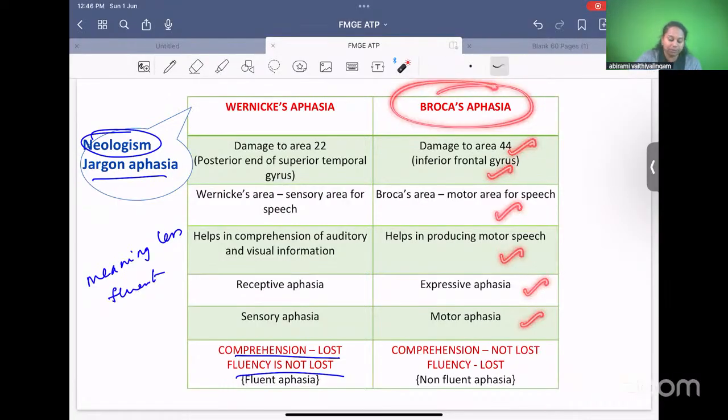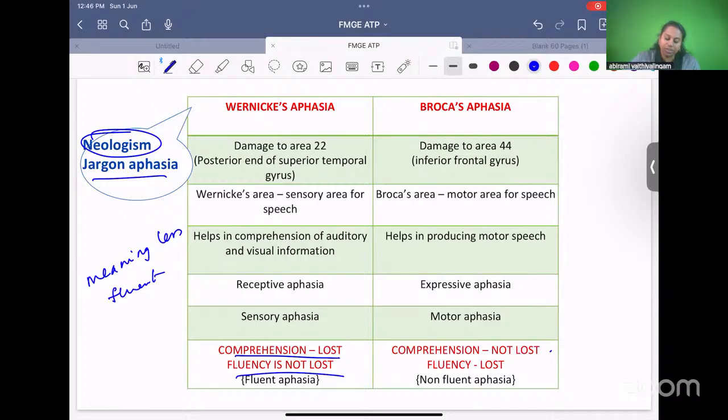So here, comprehension is not lost. Whatever you talk to him, he understands the meaning. But fluency is lost. Non-fluent. Meaningful but non-fluent. So you ask him to say Betty bought some butter. How will he say? Betty... bought... This is a stuttering or stammering type of speech. One cause of stuttering or stammering speech is Broca's aphasia.